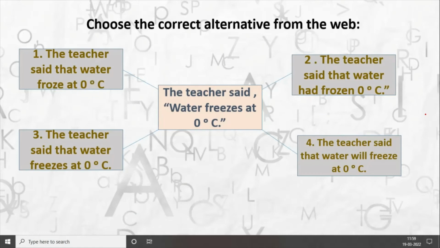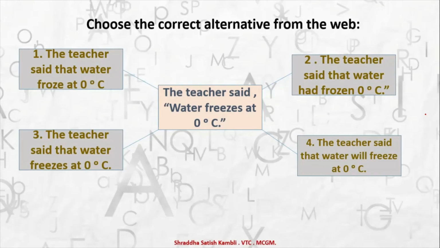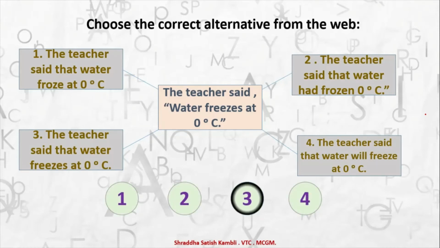The teacher said, water freezes at 0 degrees C. The teacher said that water froze at 0 degrees C. The teacher said that water freezes at 0 degrees C. The teacher said that water had frozen at 0 degrees C. The teacher said that water will freeze at 0 degree C. So which do you think is the right answer? It is option number, yes, the third one.